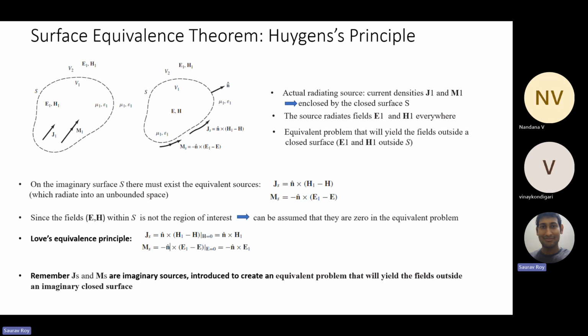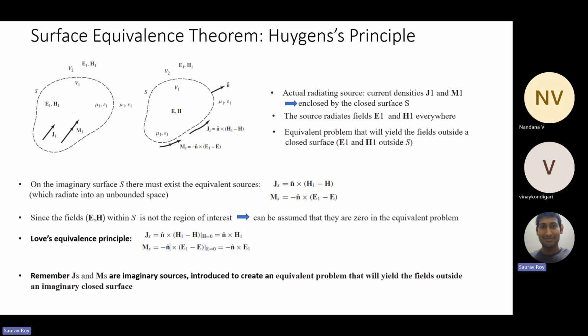That is why I asked. We are considering volume 2 only, no? Volume 2 is our equivalent problem. We are considering one surface and we are calculating the other portion. Yes, that is for our antenna perspective. What is the significance of these theorems? That is what I asked.